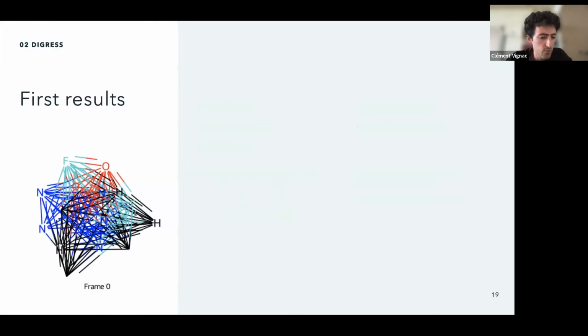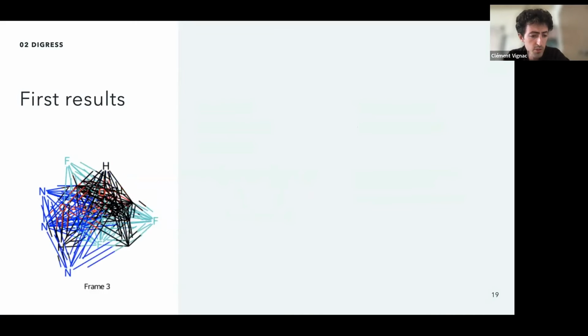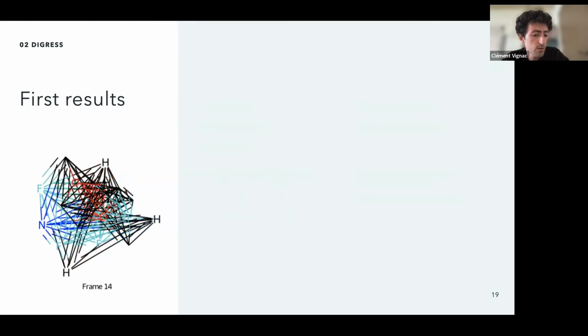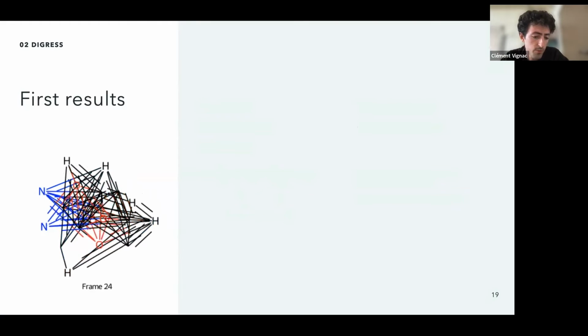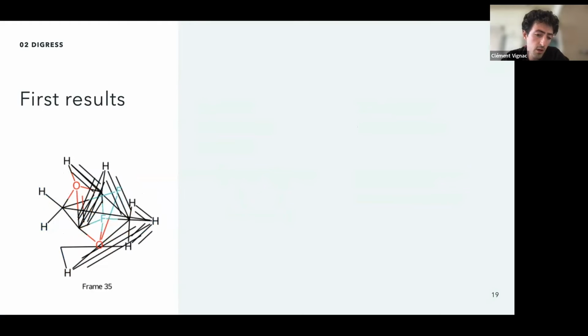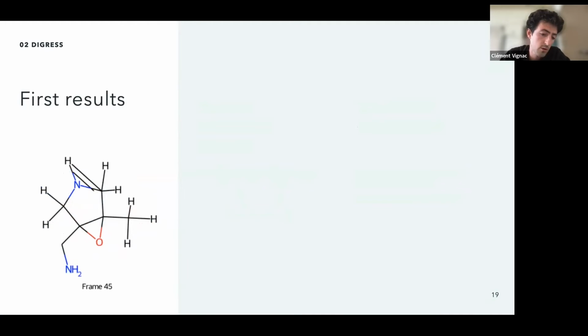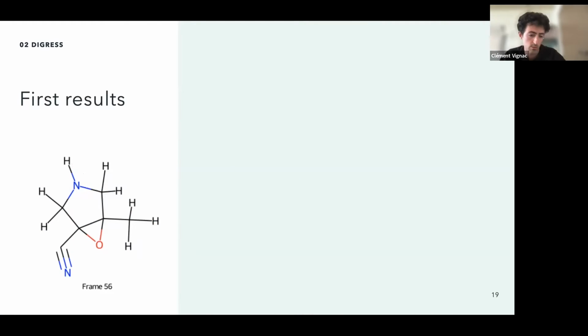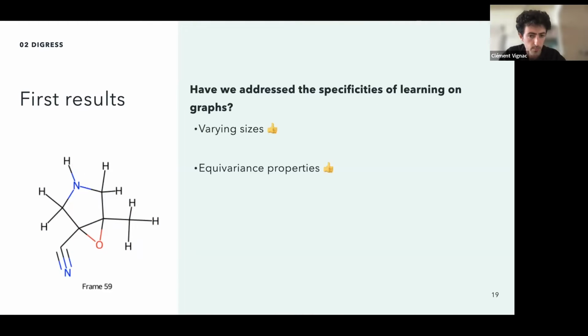Okay, let's get to the first results. So this is a chain that we sample. We start from a random graph and we denoise it. Here you can see the different iterations until the network gets to a realistic graph. This is on QM9 with explicit divergence.